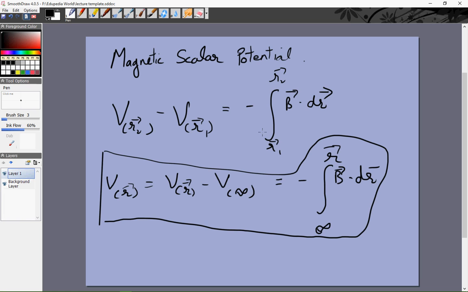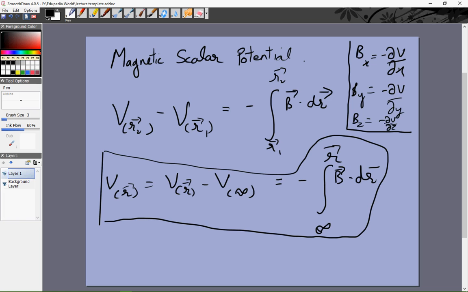Right, and from this again you can get the three standard results which we got for electric field as well. Bx is equal to minus del V by del x, By is equal to minus del V by del y, and Bz is equal to minus del V by del z. So if we know the potential as a function of x, y and z, we'll be able to calculate the field in any direction.